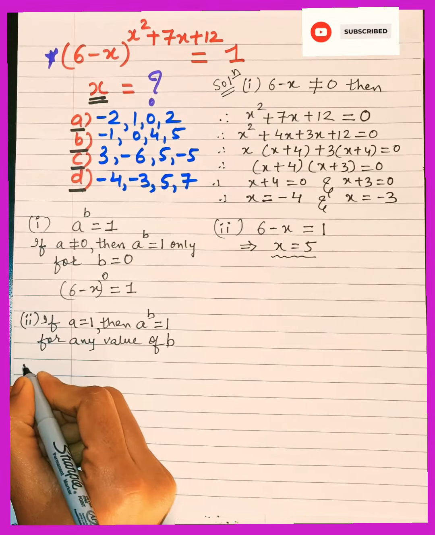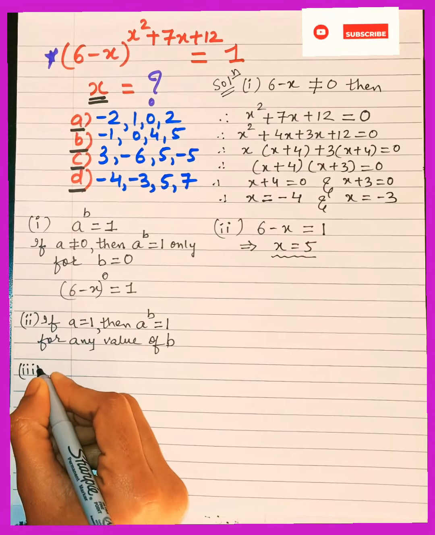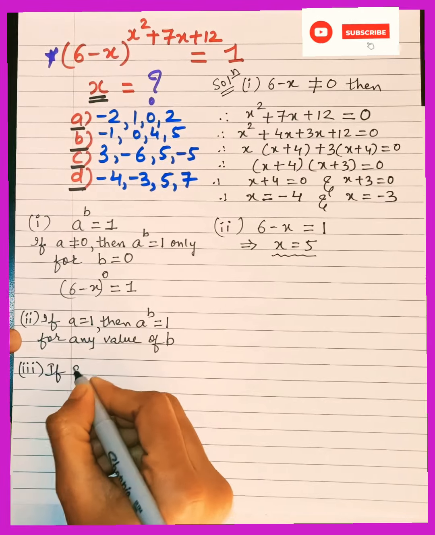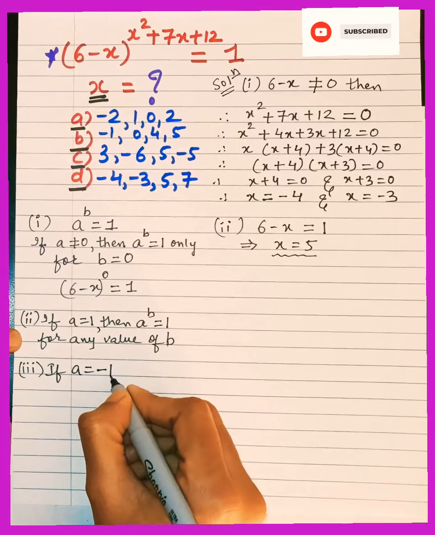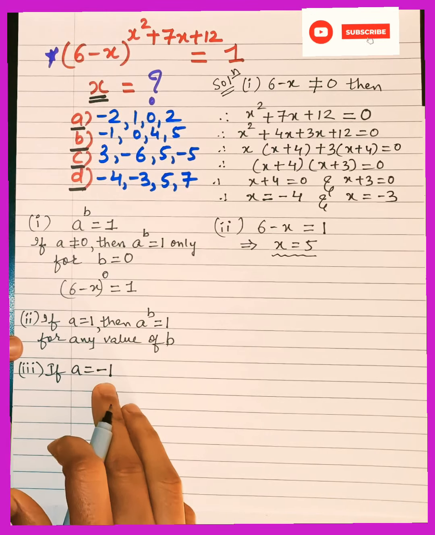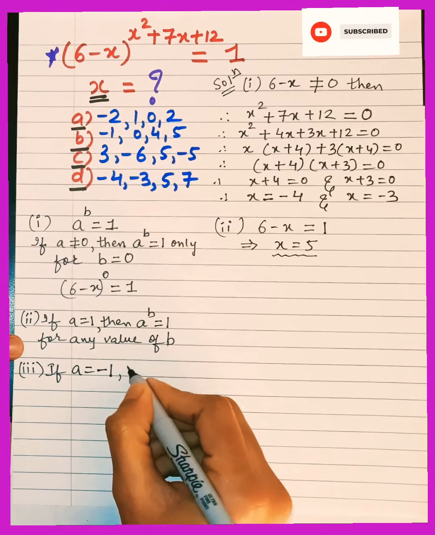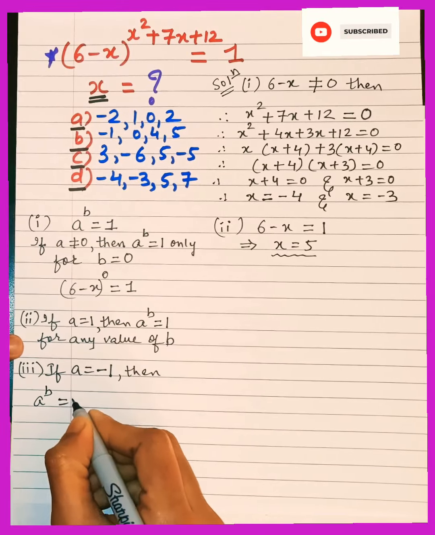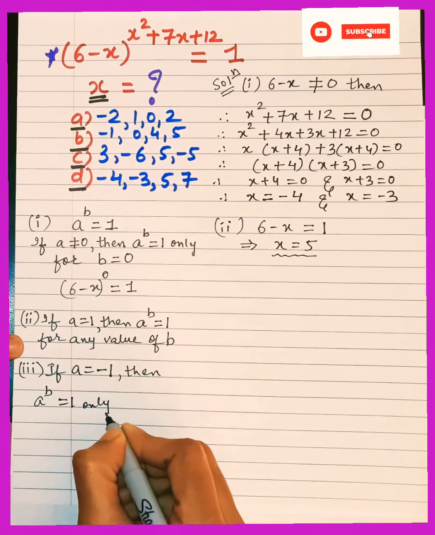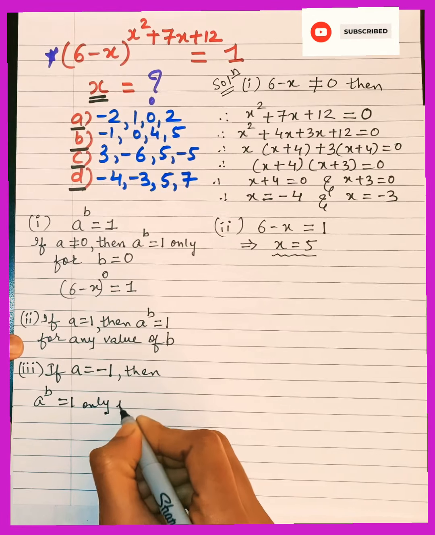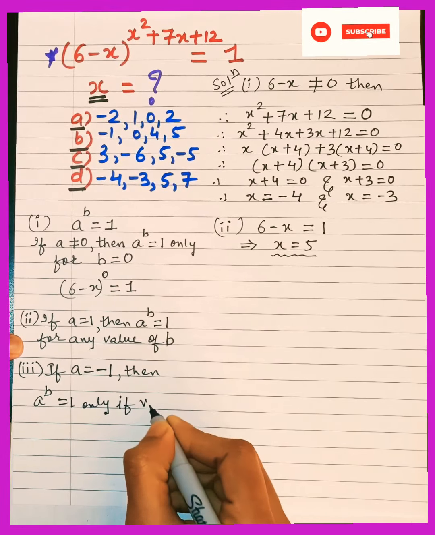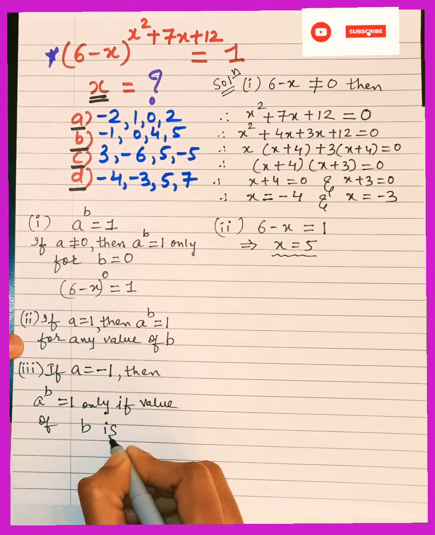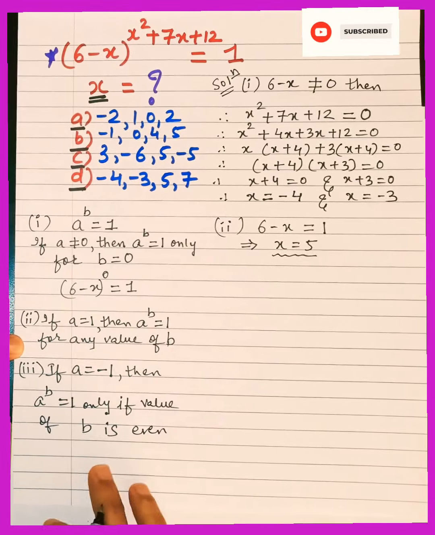Now moving ahead with the third situation. The third situation is if a is equal to minus 1. Then what happens? A raised to b equals 1 only if the value of b is even. The value of b should be even.